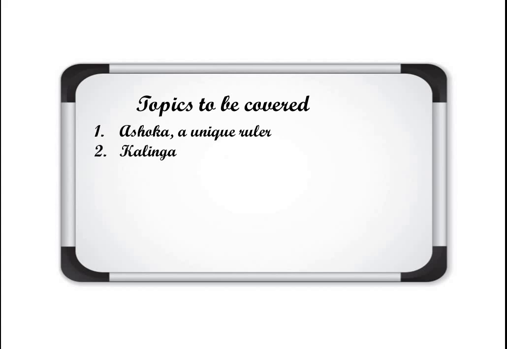So let's see the topics. Topics to be covered in today's lecture are: number 1, Ashoka, a unique ruler. Why Ashoka is known as a unique ruler in Indian history. Number 2, Kalinga War. It is very important that if we talk about Ashoka, the Kalinga War played an important role in Ashoka's life. It was the turning point of Ashoka's life, we can say. So we'll discuss this Kalinga War. Number 3, Ashoka's Dhamma. Ashoka started Dhamma. We'll discuss that Dhamma also.